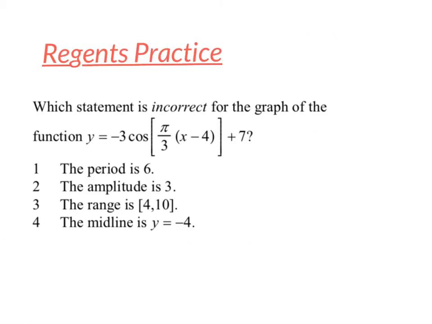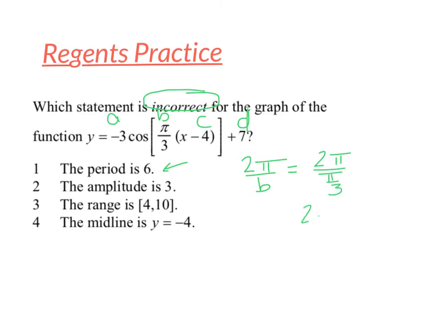So these are some Regents questions that we're going to practice. Here's your equation. This is my A, this is my B, this is my C, and my D. They want you to state which one is incorrect. The first thing they say is the period is 6. Well, we know that the period's formula is 2 pi over B. So if I take my B and plug it in, I get 2 pi over 3.